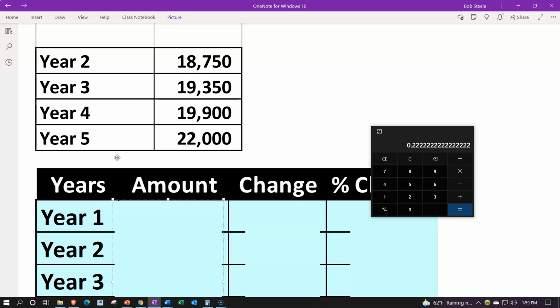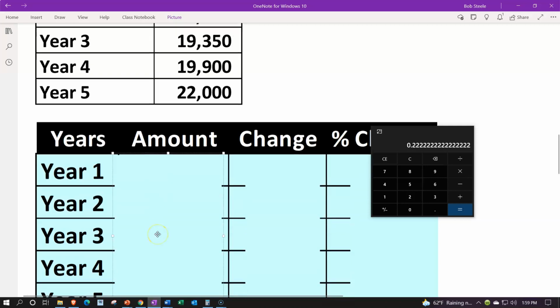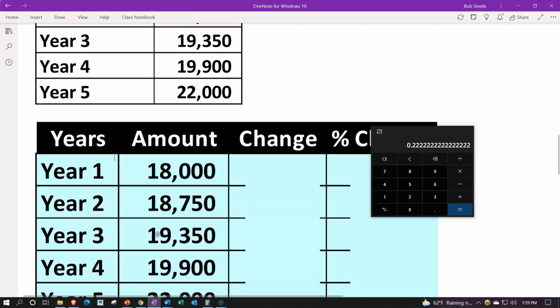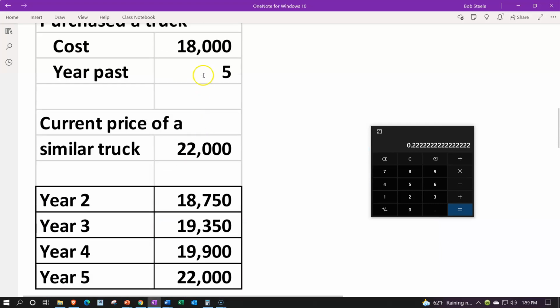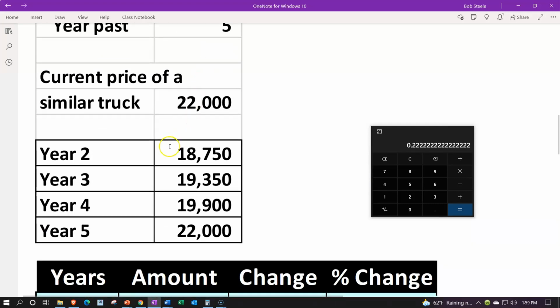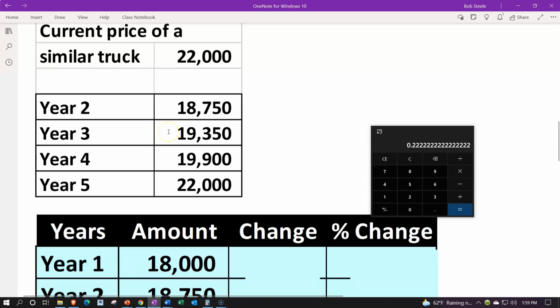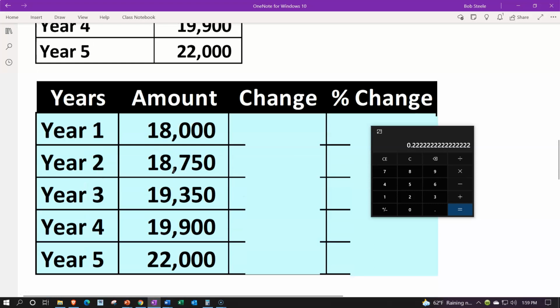It's useful to do it by hand too, but doing it in Excel is really good practice for actual practice. And then we're going to say that we have our numbers here, which are the amounts. Base year is at the 18,000. Then we've got the 18,750. Then it went up to 19,350. Then to 19,900, and finally to the 22,000.